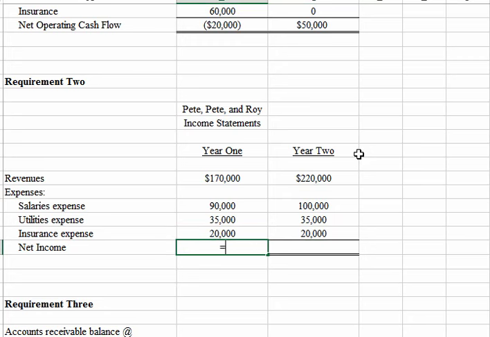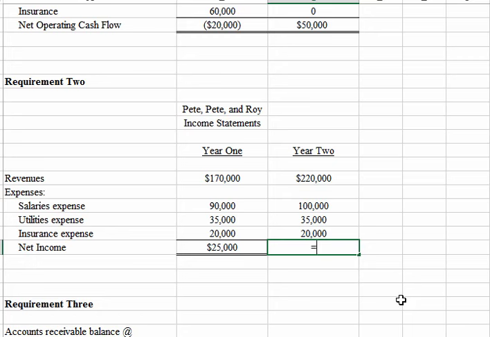So year 1's net income would be equal to what we earned from our customers, the $170,000, minus our expenses, $90,000 for salaries, $35,000 for utilities, and $20,000 for insurance expense. Gives us a net income of $25,000 in year 1. Much different than the negative $20,000 in net operating cash flow. Essentially, our cash basis income would have been a negative $20,000, but under the accrual basis of accounting, which is what we use in GAAP, or generally accepted accounting principles, it would be a positive $25,000.